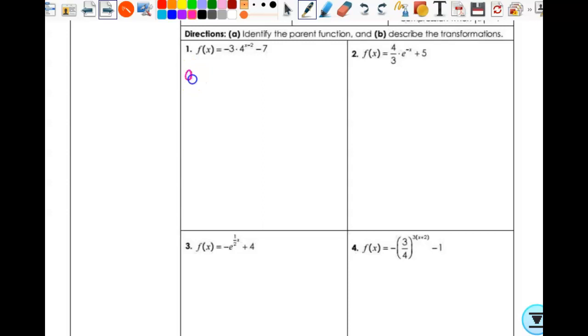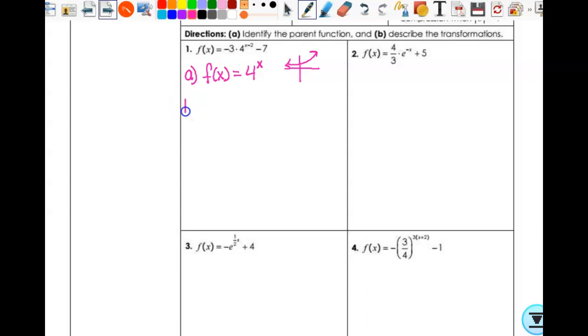So the first thing I'm going to do in this mess here that is the exponential, I have to identify my parent function. The way I'm going to do that is I look at this and ask myself, what is the base of the exponential part? What's the base? 4. 4 is the base of the exponential, right? So my parent function is f of x equals 4 to the x. That's part of the parent function. That 4 is greater than 1, so that means it's going to be a growth. It would look like that before any transformations. Okay?